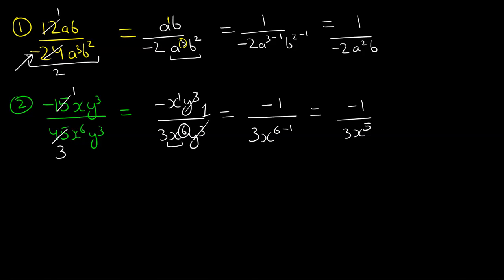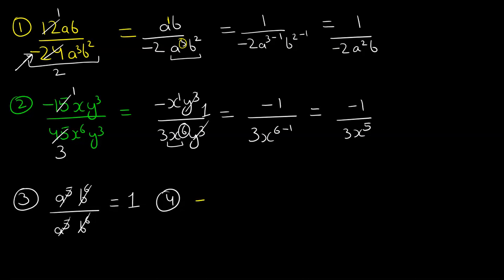Okay, now the problem number 3 we have is a to the power of 5 and b to the power of 6 over a to the power of 5 and b to the power of 6. Again we get the same thing, they cancel out and we get 1. However, I'll give you one more problem.